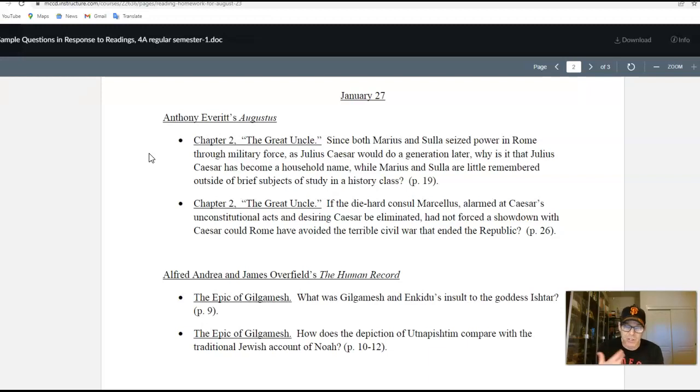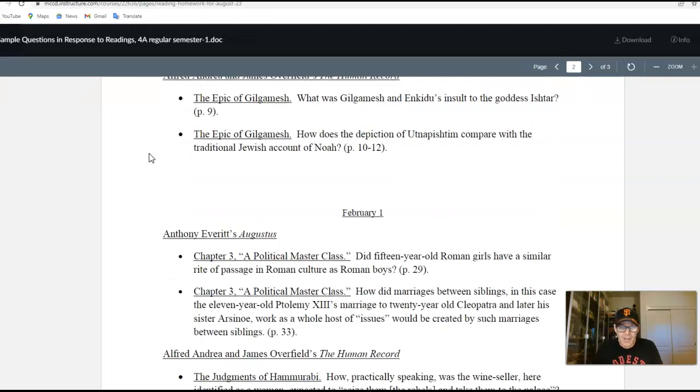In this case, you were assigned on January 27. Again, your semester dates will be different, but this applies to whatever semester. Two questions from that chapter, then two from the other textbook. And there will be two questions a day. You'd save it on this Word document, hold on to it, and then here's your next day.